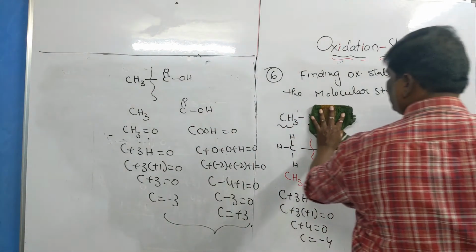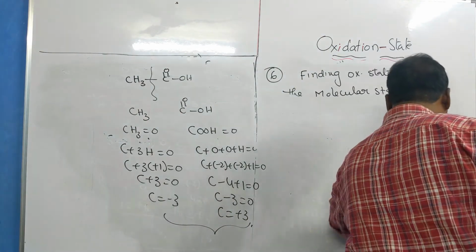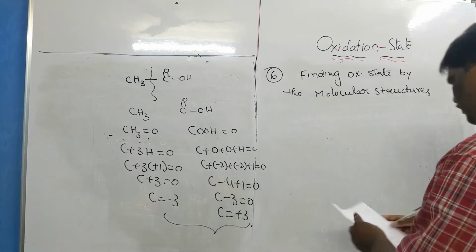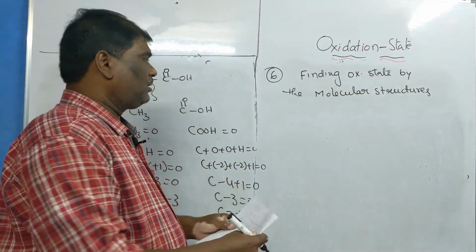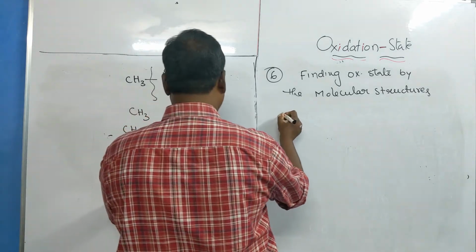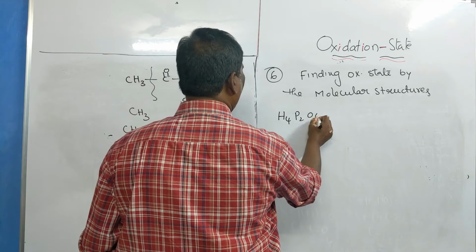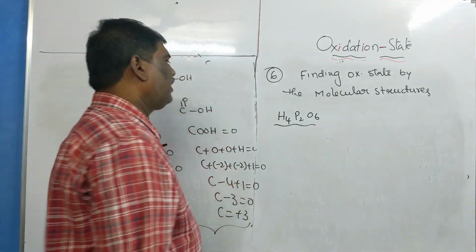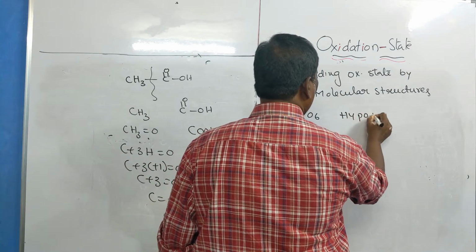Okay. Now some more examples for this one: some oxo acids of phosphorus like H4P2O6. This is known as hypophosphoric acid.